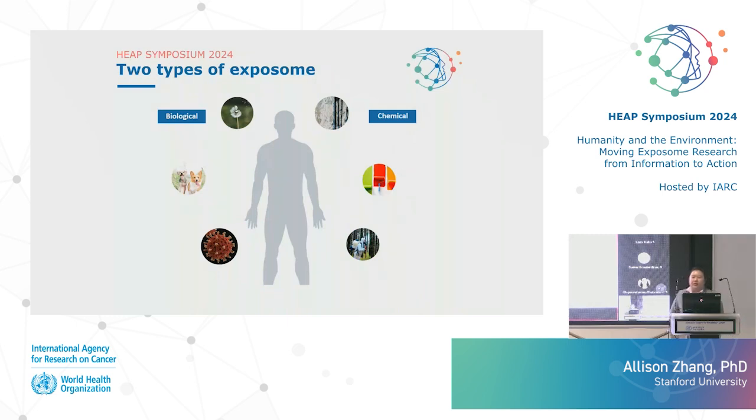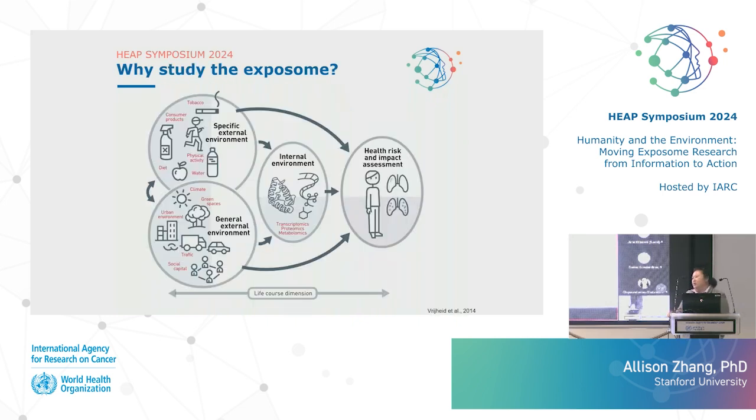We are focusing on two parts of the exposome: the biological one that contains all the bacteria, fungi, viruses, and animals, and the chemical exposome, which contains the pesticides, carcinogens, paints, and all the other nasty stuff that you could think of. Why do we study the exposome? The answer is pretty simple. The external factors interact with our internal environment and affect our health.